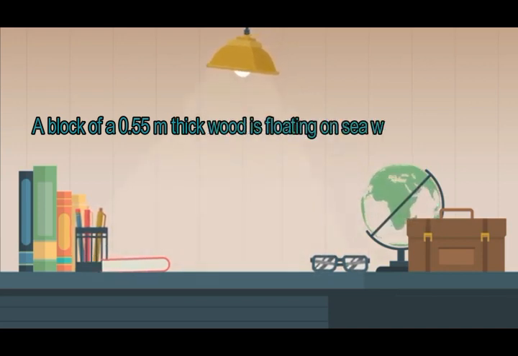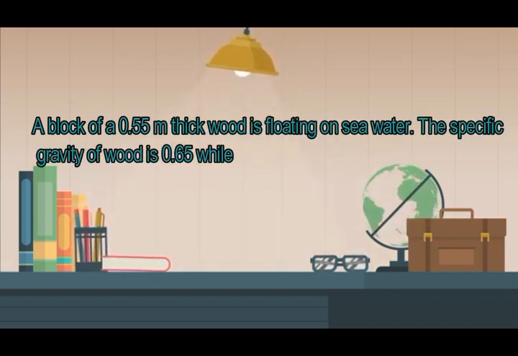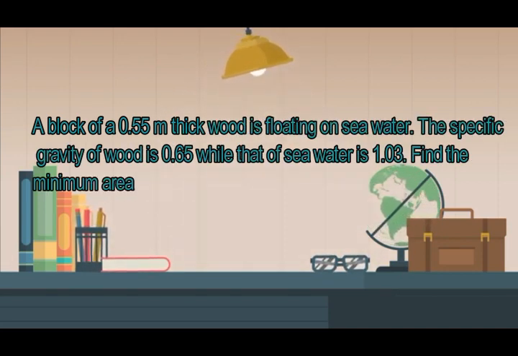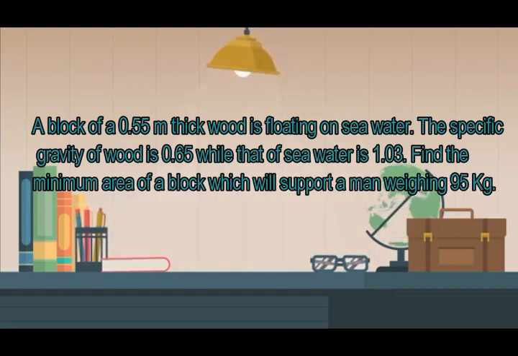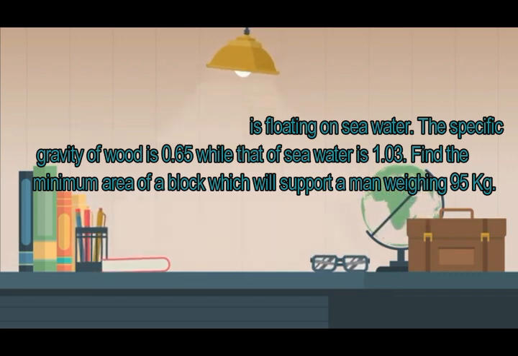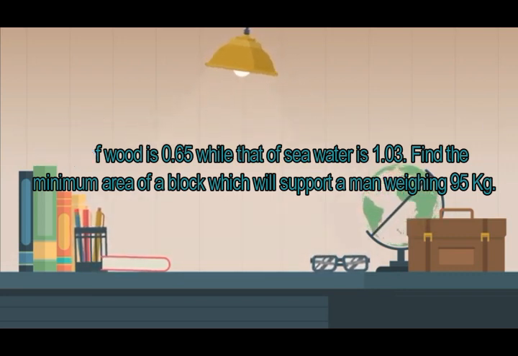So in our example, a block of 0.55 meter thick wood is floating on seawater. The specific gravity of wood is 0.65, while that of seawater is 1.03. Find the minimum area of a block which will support a man weighing 95 kilograms.